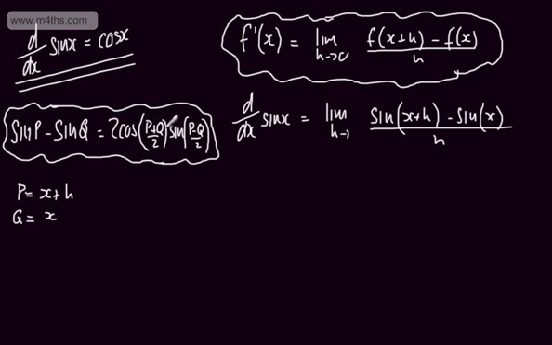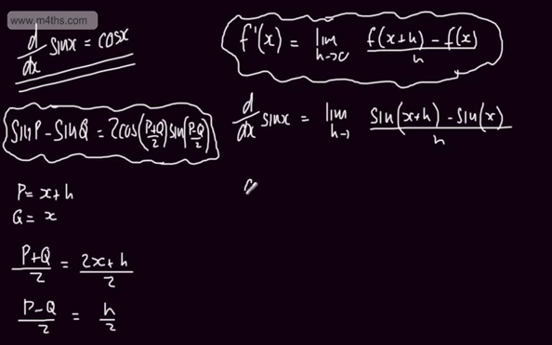What I'm going to do is rewrite this. We can see that this can be written in the form 2 cos of (p plus q) over 2. So if we look at p plus q over 2, adding these two values together gives me (2x plus h) over 2. If I look at p minus q over 2, subtracting these two, we just have h over 2.